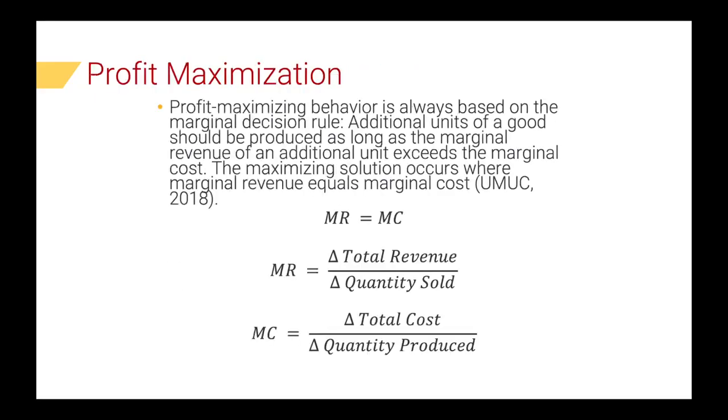Profit maximizing behavior is always based on the marginal decision rule. Additional units of a good should be produced as long as the marginal revenue of an additional unit exceeds the marginal cost. The maximizing solution occurs where marginal revenue equals marginal cost.